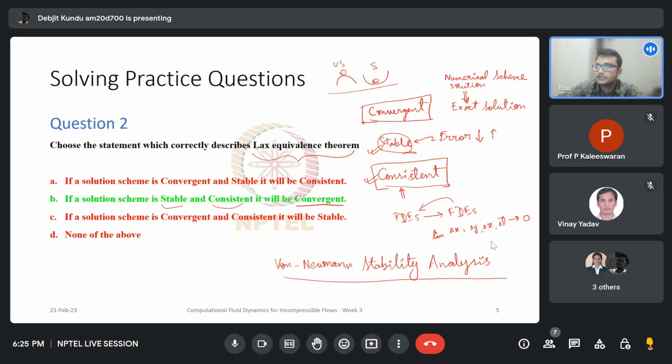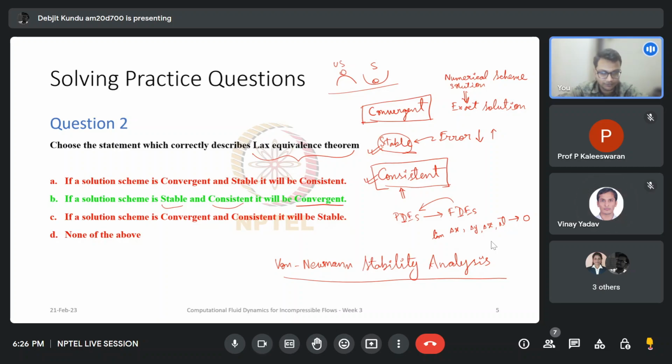We can check whether the scheme is stable using different stability analysis techniques, and we can check if it's consistent by simply checking the FDEs and putting a limit on them. So before touching a computer, pressing any button, or running, while we're deciding on a scheme, we can determine whether it's stable and consistent or not. If those are true, then it has to be convergent according to the Lax equivalence theorem. What you're saying is true.